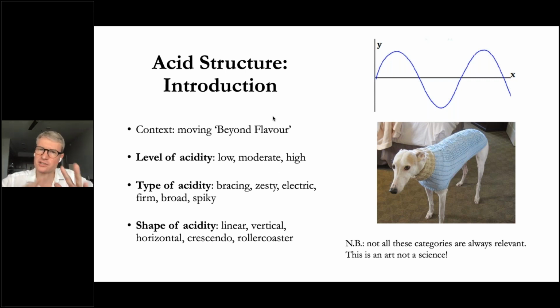But let's drill down now and think really what acid structure in white wine comprises of. How do I understand what acid structure is in white wines? I really have three components to acid structure. The first, I guess, is the easiest to understand, and I think we'll all be familiar with it, which is the level of acidity in any given wine.